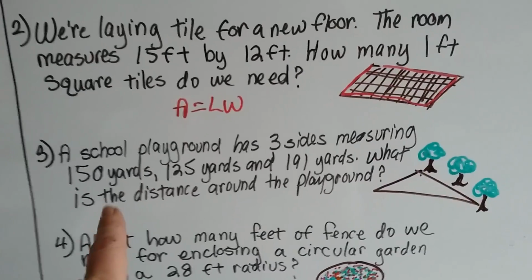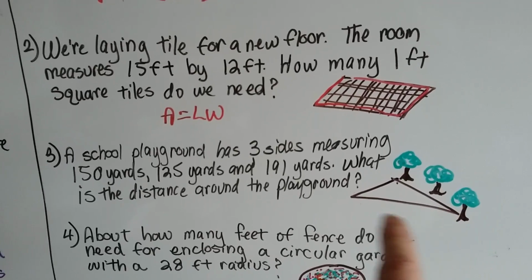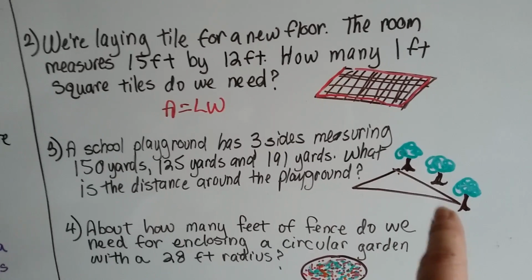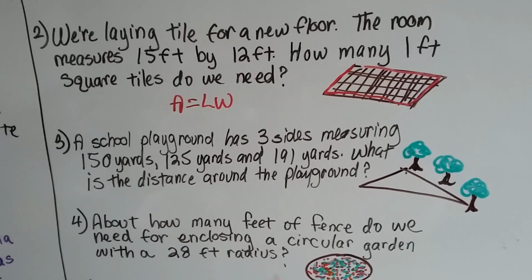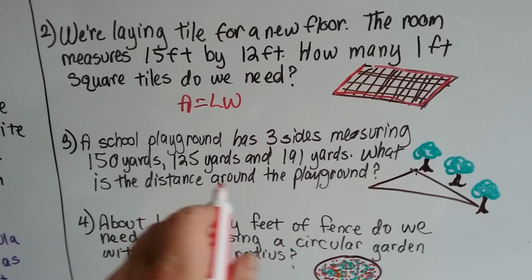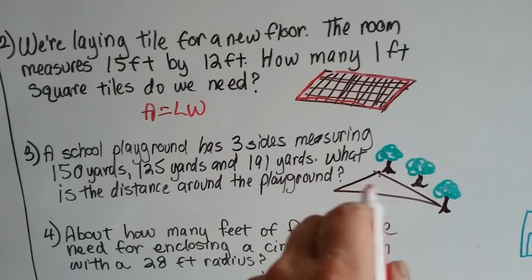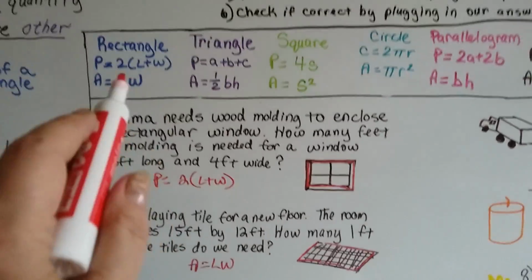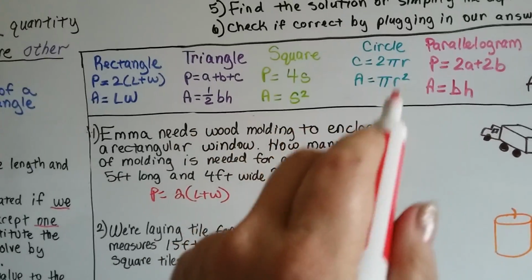A school playground has 3 sides measuring 150 yards, 125 yards, and 191 yards. What is the distance around the playground? Well, that right there is a clue. It says around the playground, not on the inside. So we've got a triangle here, don't we? So it's not a rectangle or a square or a circle.